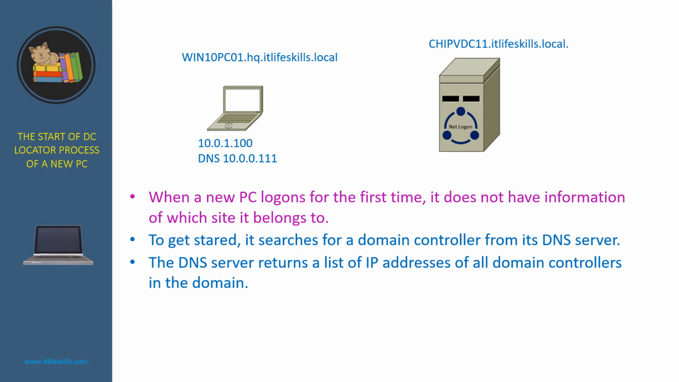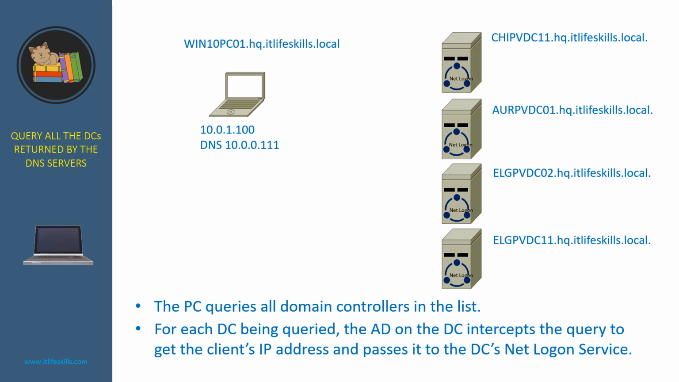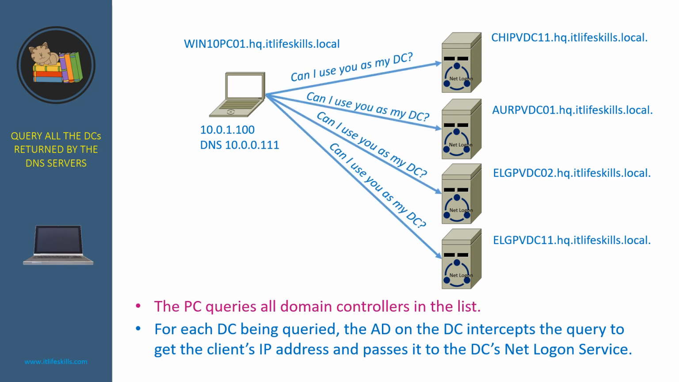As you may know, when a new PC logs on for the first time, it does not have information of which site it belongs to. To get started, it searches for a domain controller from its DNS servers. The DNS server returns a list of IP addresses of all domain controllers in the domain. Upon receiving the list of IP addresses from the DNS server, the PC queries all domain controllers in the list.